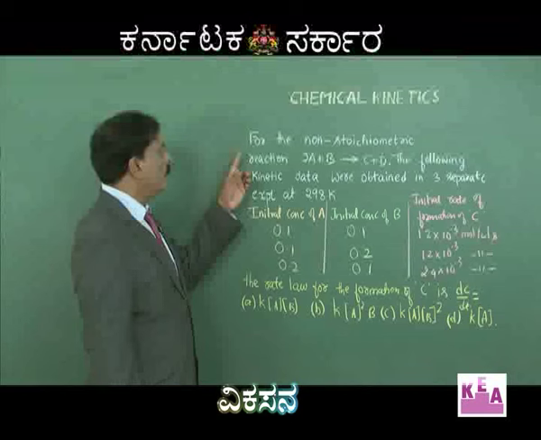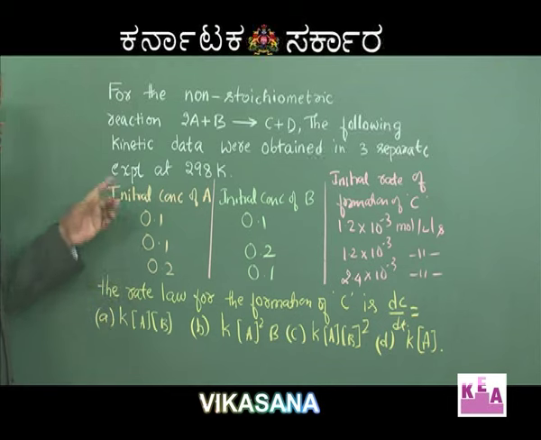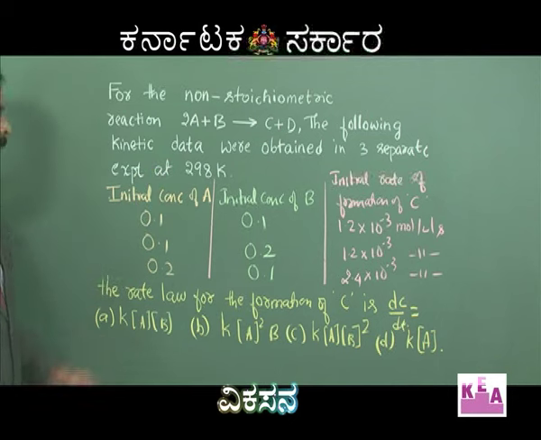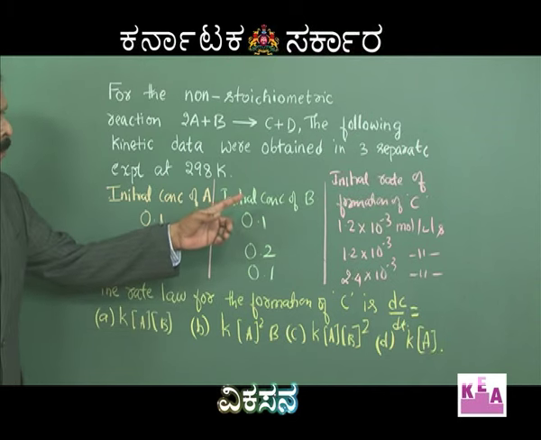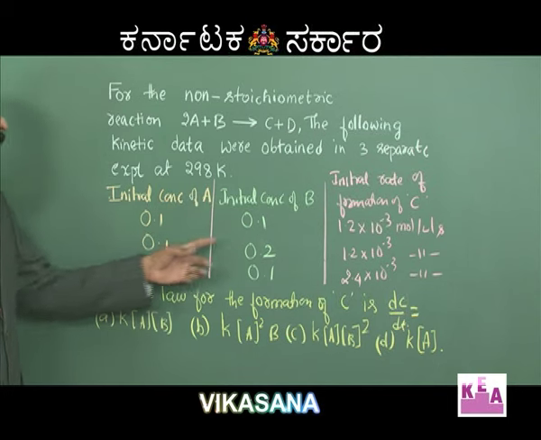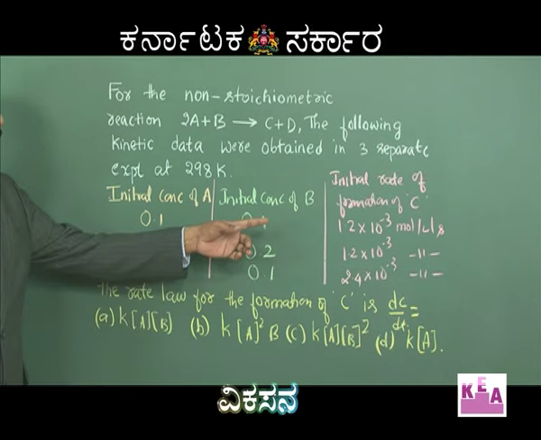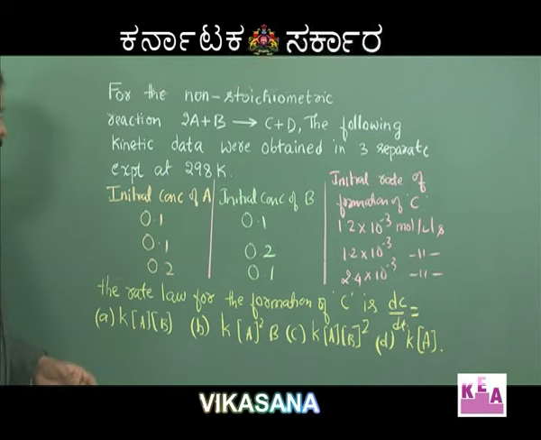Next question: for the non-stoichiometric reaction 2A plus B giving C plus D, the following kinetic data were obtained in 3 separate experiments at 298 Kelvin. In experiment 1, initial concentration of A 0.1, B 0.1, and initial rate of the reaction 1.2 into 10 to the power minus 3 mole per liter per second. Second experiment, concentration of A 0.1, concentration of B 0.2, and the rate 1.2 into 10 to the power minus 3 mole per liter per second.